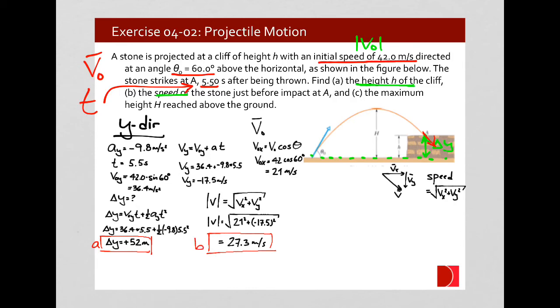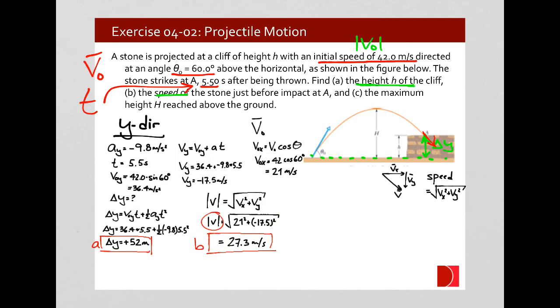That's the total speed on impact. We found the final velocity in the y direction at impact. We found the velocity in the x direction, which is always constant. We added them as vectors to find the overall speed at impact.